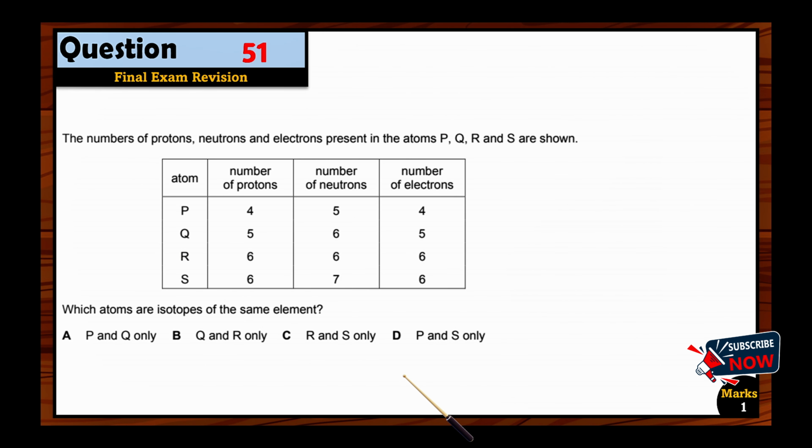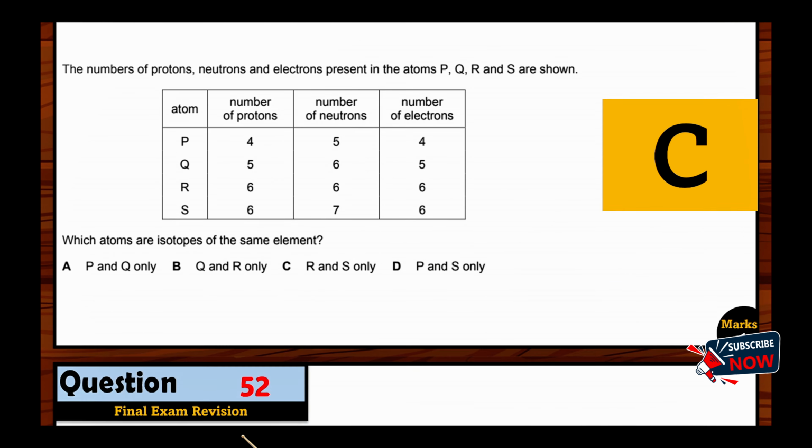Question 51. The numbers of protons, neutrons, and electrons present in the atoms P, Q, R, S are shown here. Which atoms are isotopes of the same element? Again, the number of protons and the number of electrons should be the same. The number of protons and electrons is 4 and 4. Do we have anyone that has 4, 4? No. So we are left with R and S. R has the same number of protons and electrons, and S also has 6 protons and 6 electrons. So R and S is the only option left. Option C is correct.